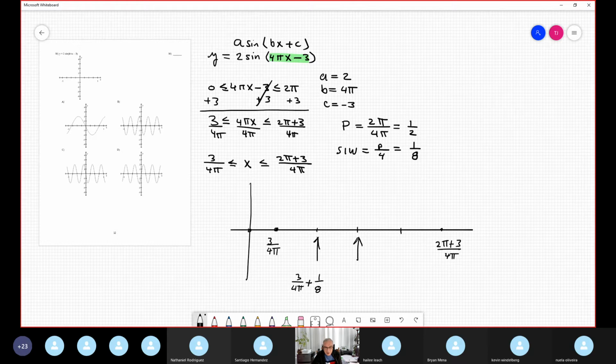What is the next? The next is 3 over 4 pi again plus 2/8, or 1/4. So this is 1, this is 2, this is 3. And this one is 3 over 4 pi plus 3/8. And the last one is 4/8, which is 1/2, no? And you get this 0. This is a maximum. What is the amplitude? 2.